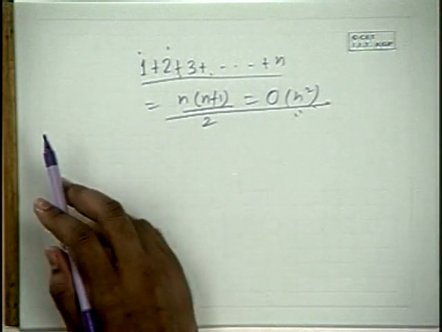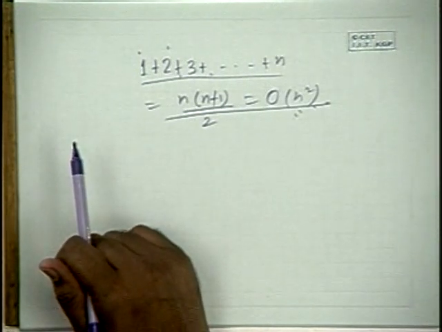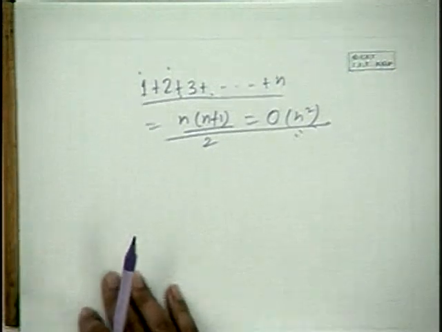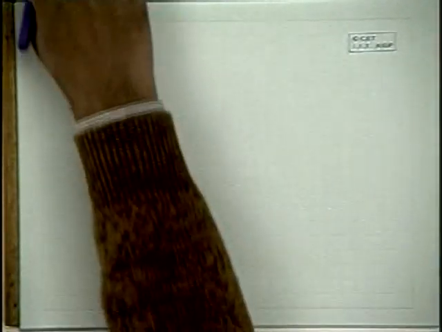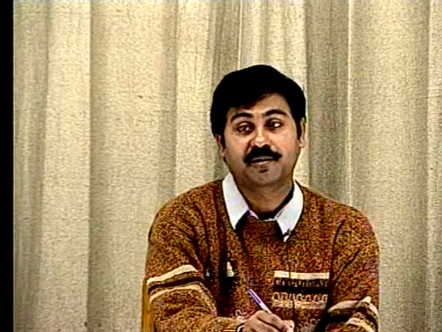Okay. So that completes the dynamic approach for this matrix multiplication chain. Now let me take another dynamic programming problem. I will just tell you what the problem is, and in the next lecture I will tell you how to solve it.